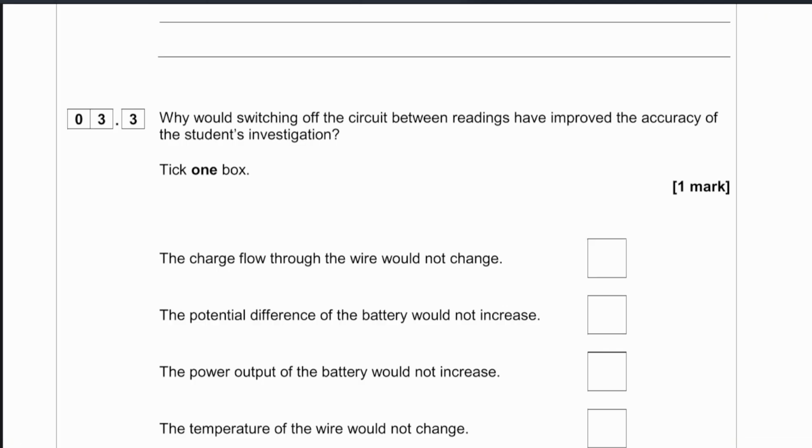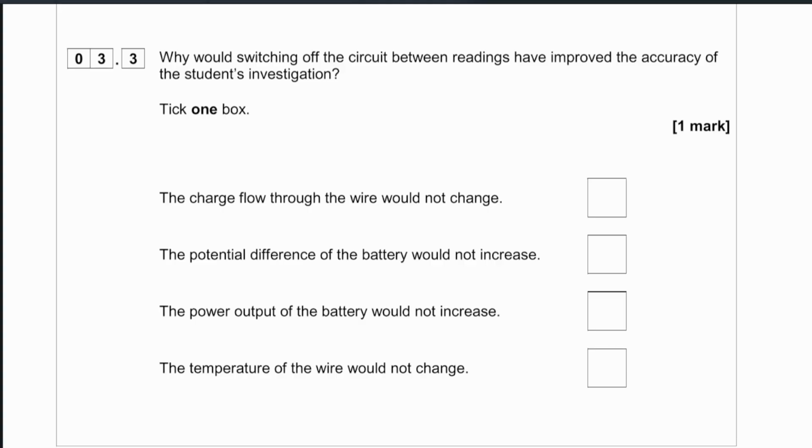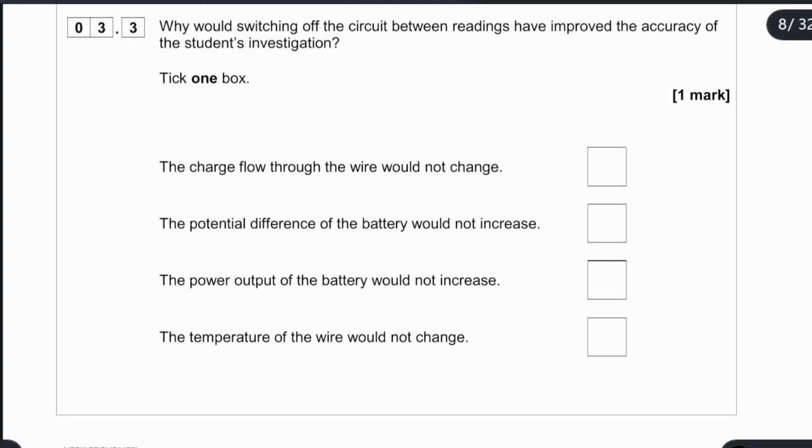Okay, 3.3 then. Why would switching off the circuit between readings have improved the accuracy of the student's investigation? It's multiple choice. Either the charge flow through the wire would not change, the potential difference of the battery would not increase, the power output of the battery would not increase, or the temperature of the wire would not change. We alluded to it in the question previously, but essentially when you have the current flowing through the wire, it does cause the wire to heat up. So if you switch off the circuit between readings, it will ensure that the wire is allowed to cool down between the readings.